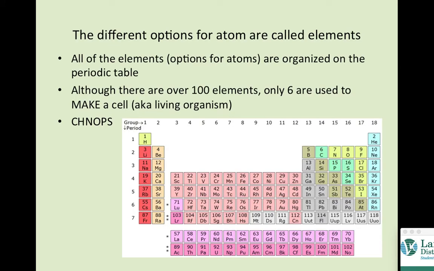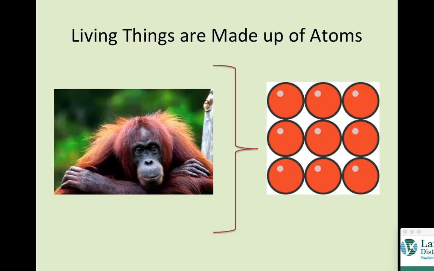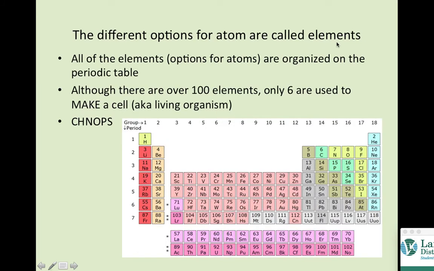Now, the different options for atoms are what we call elements. So what type of ball is it going to be? Is it going to be a carbon ball, or a hydrogen ball, or a sulfur ball? The elements, which we have here on the periodic table, are all the different options for those balls, or more specifically, for those atoms.